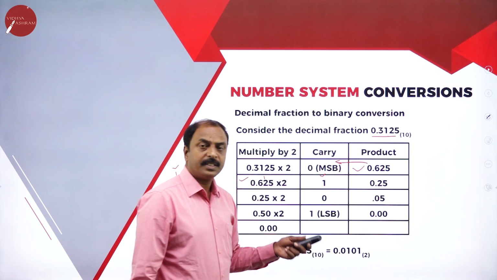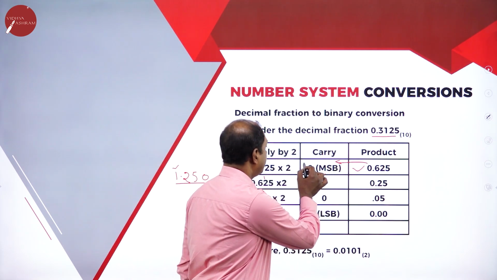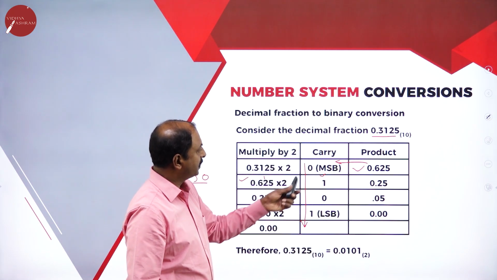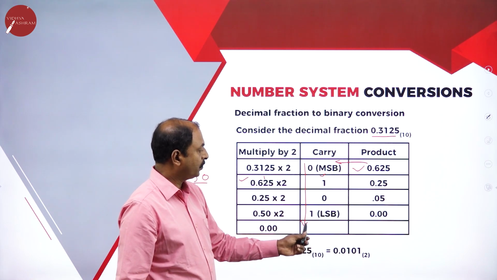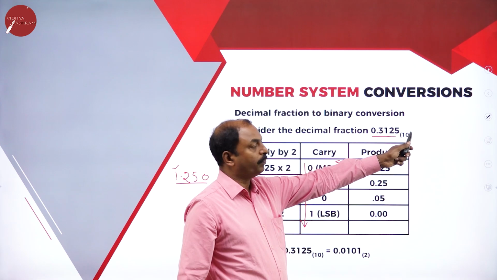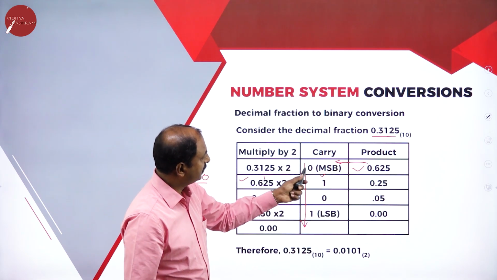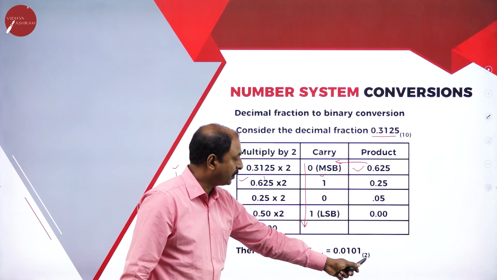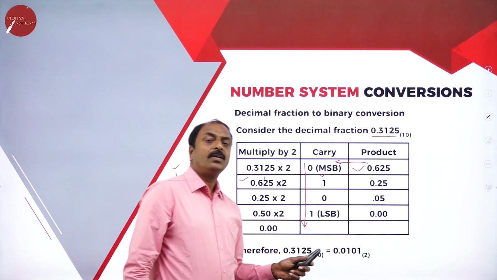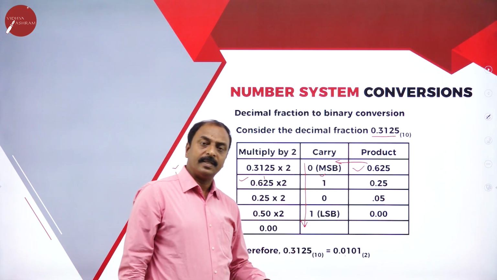While writing the answer for this, we have to write from this point, from top to bottom. So in this case, 0, 1, 0, 1. So 0.3125 of base 10 is equivalent to 0.0101 to the base 2. So this is how we convert a decimal fraction to a binary number.